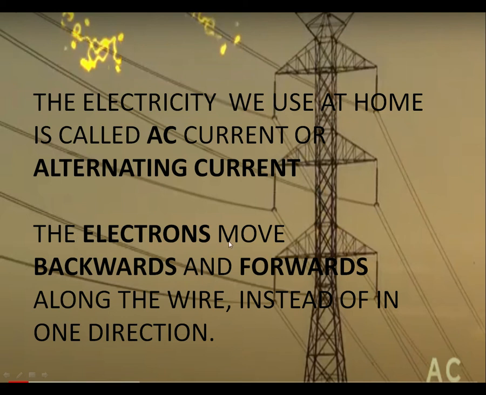The electrons move backwards and forwards along the wire instead of in one direction. It means that all the electrons which are flowing inside the wires during AC or alternating current flow backwards and forwards. It is the safe way, and it is used mostly these days.